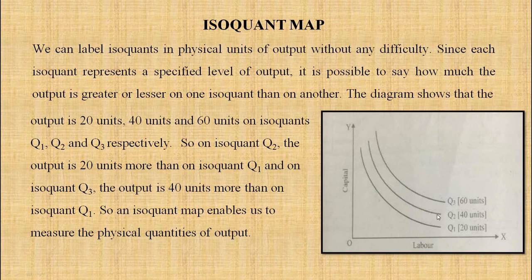On isoquant Q2, the output is 20 units more than Q1. Here it is 20, here it is 40, so 20 units more than Q1. And on isoquant Q3, the output is 40 units more than isoquant Q1, because the difference between 20 and 60 is 40. So an isoquant map enables us to measure the physical quantities of output.